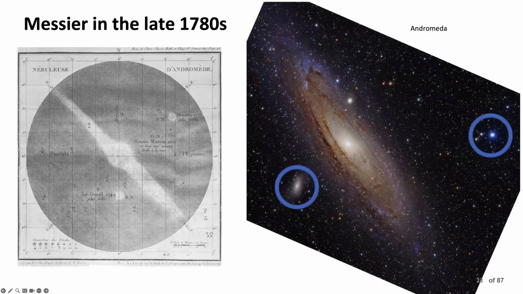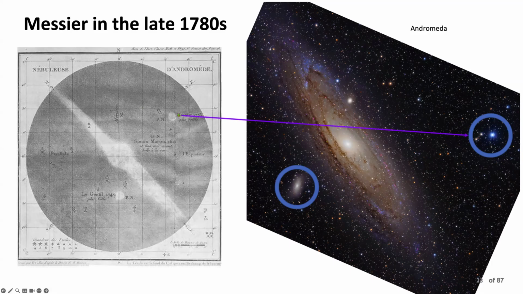And here's a modern picture taken by the Hubble Space Telescope of Andromeda. You see it's a great spiral. Our galaxy looks very much like this. And it has neighbors, these small mini galaxies that are attached to it by gravity.